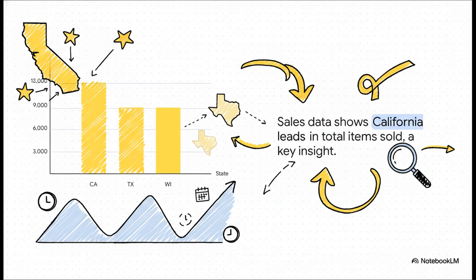This tells us right away that we can't treat all the states the same. Location matters. A lot. It kind of makes you wonder, right? Is that just because of population, or are people in California buying totally different things?